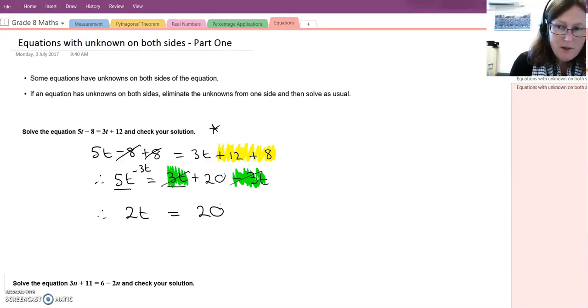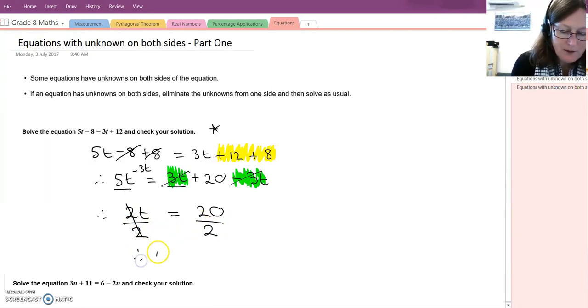I've got one more step, that's 2 times t. The opposite of times is divide, so I divide that side by 2. Now I've eliminated the 2, so I divide this side by 2. On the left hand side I'm left with t, and then 20 divided by 2 is 10.